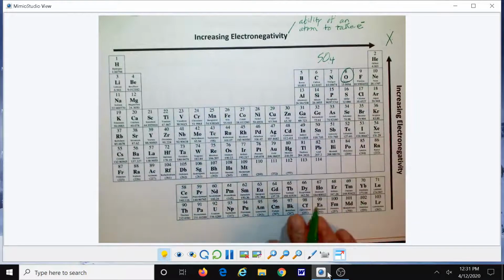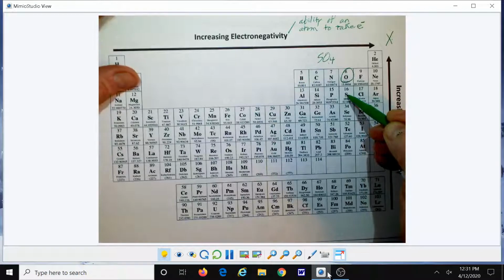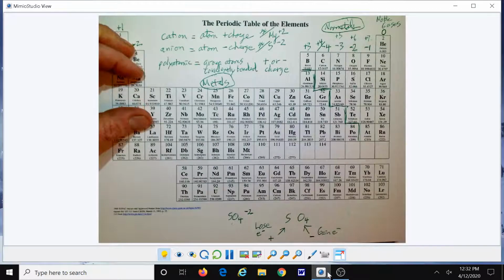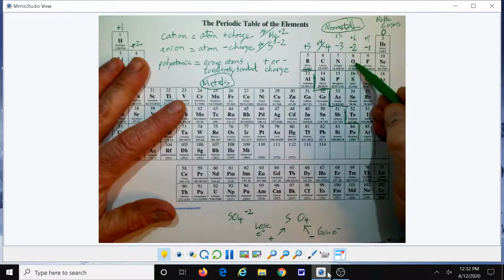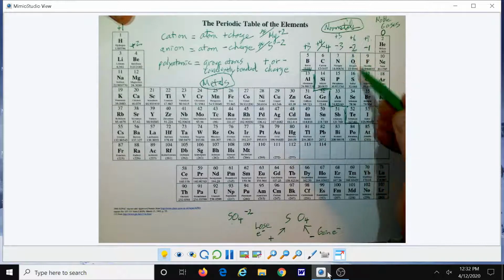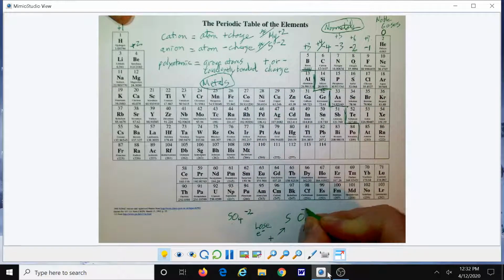Because oxygen has the higher electronegativity, it's going to take on more of a negative charge, and the sulfur, which has less electronegativity, is going to take on more of the positive charge. Right? So let's use that information to figure this out. So oxygen is -2 or +6. It's going to be the -2 because it wants to gain electrons more than sulfur does. So it's going to take on the negative charge. So we're going to label this oxygen -2.